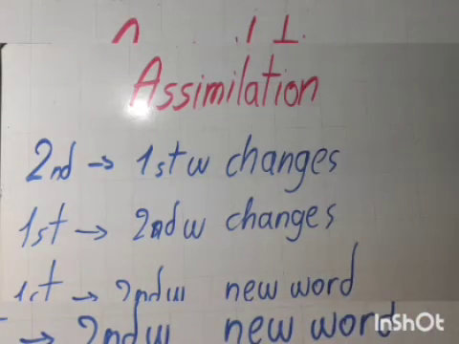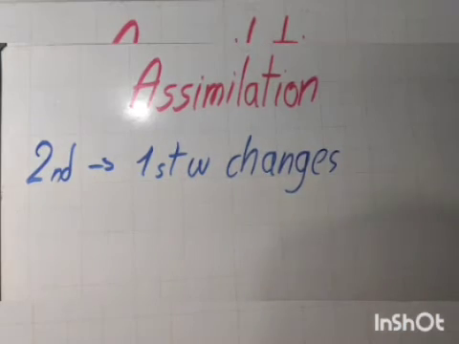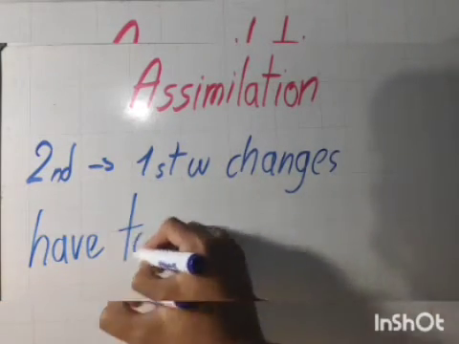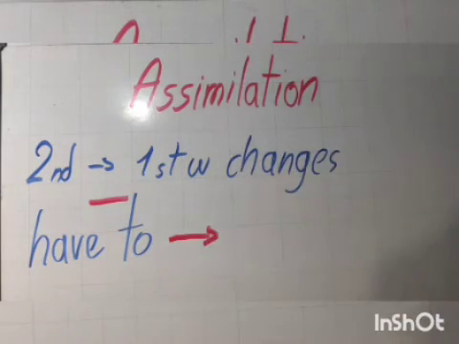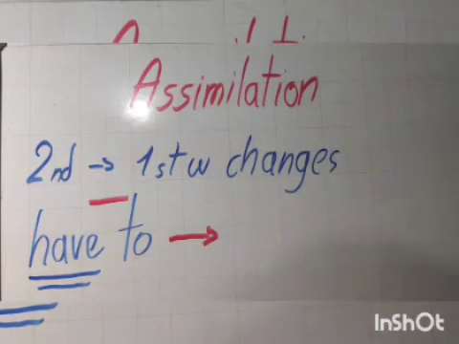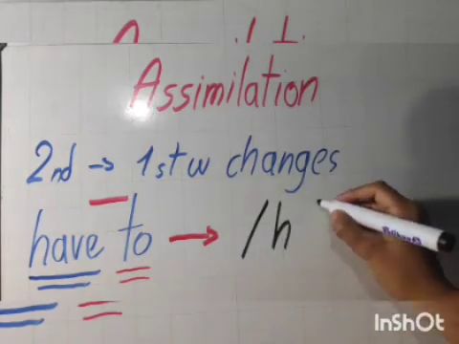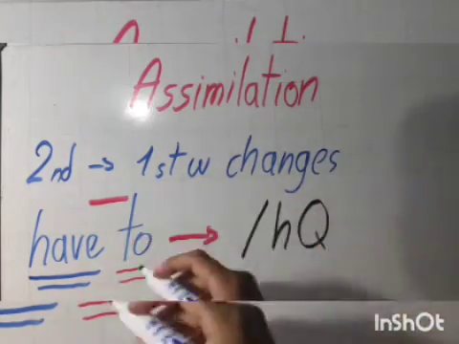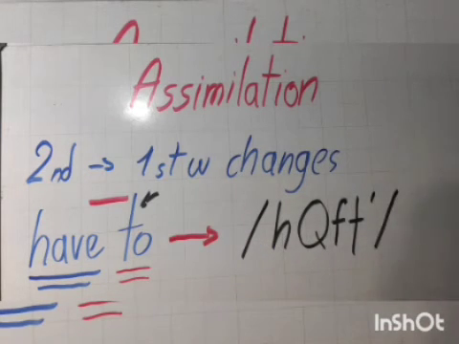We have the example "have to." Taking into account the phonemes of this phrase, we have the sound of have, with a Q, and to represented with an F T with an apostrophe. Like this, we have an easier way to pronounce the words of the phrase that we have to say.